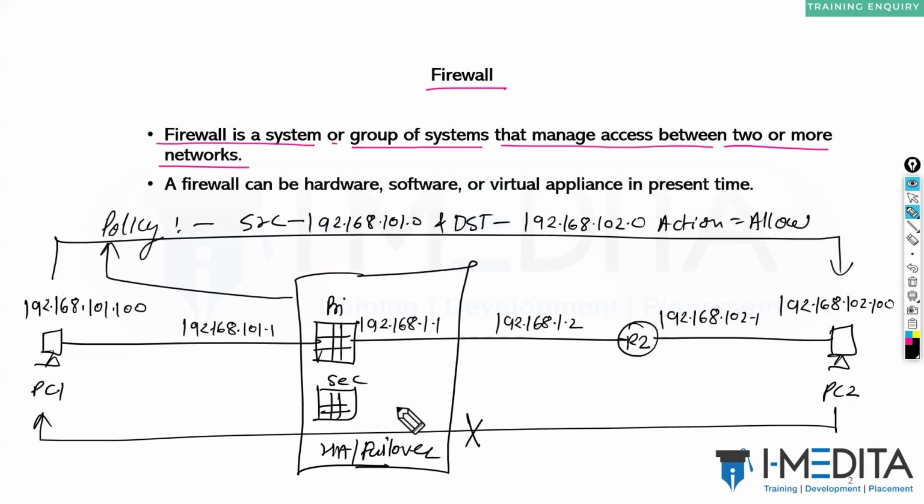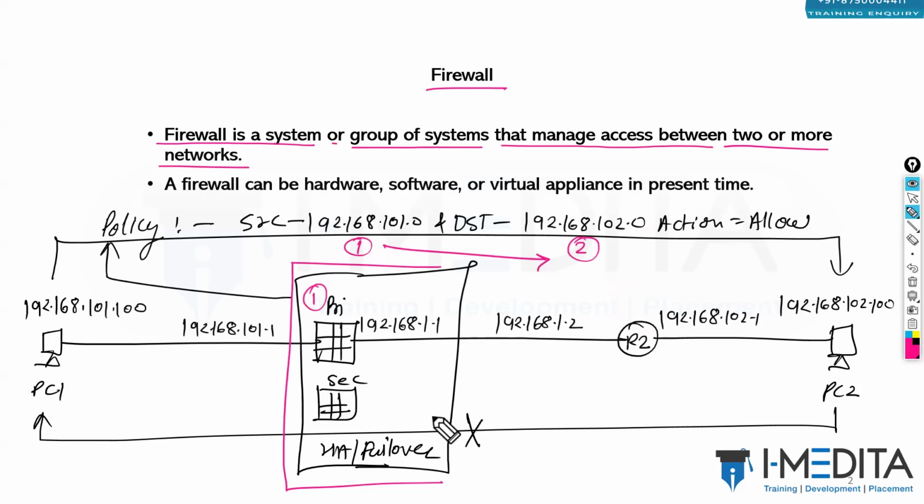Now we can say that a firewall is a system. You can use a single system, or a firewall can be a group of systems that manage access between two or more networks. We have one network 101, another network 102, and this firewall will define who can access which one. So we can simply say, a firewall is a system or group of systems that manage access between two or more networks. Firewall can be hardware.